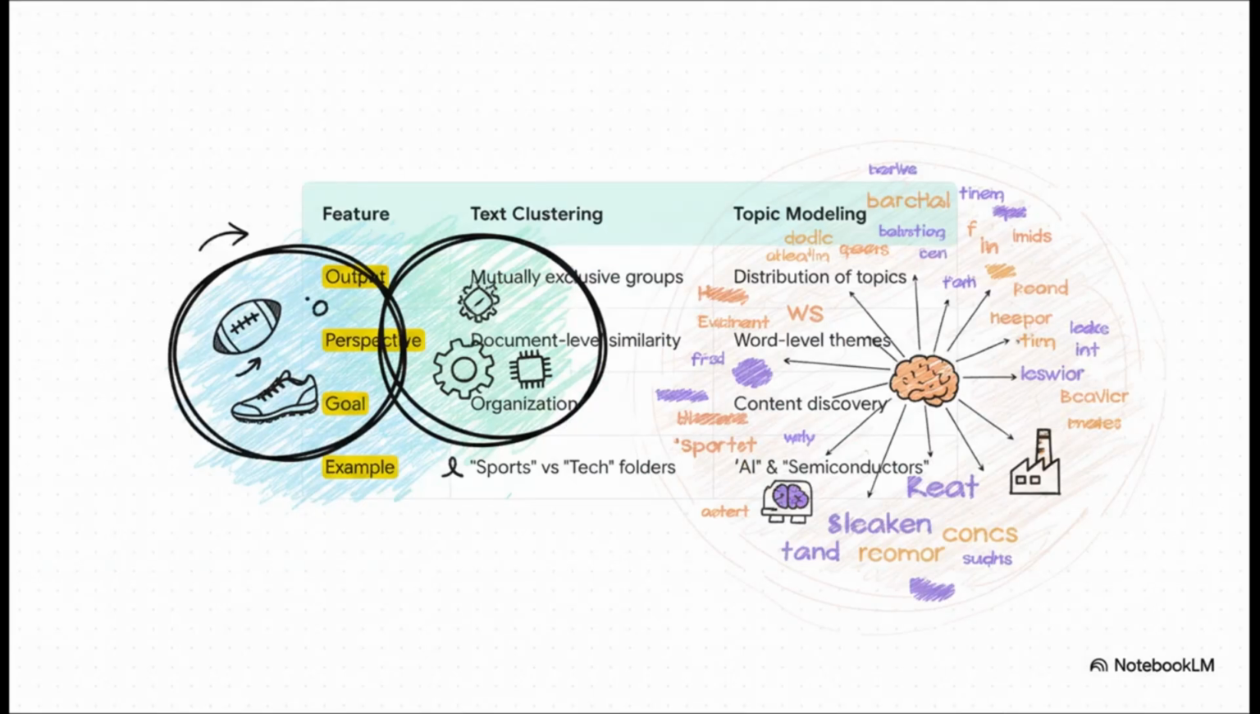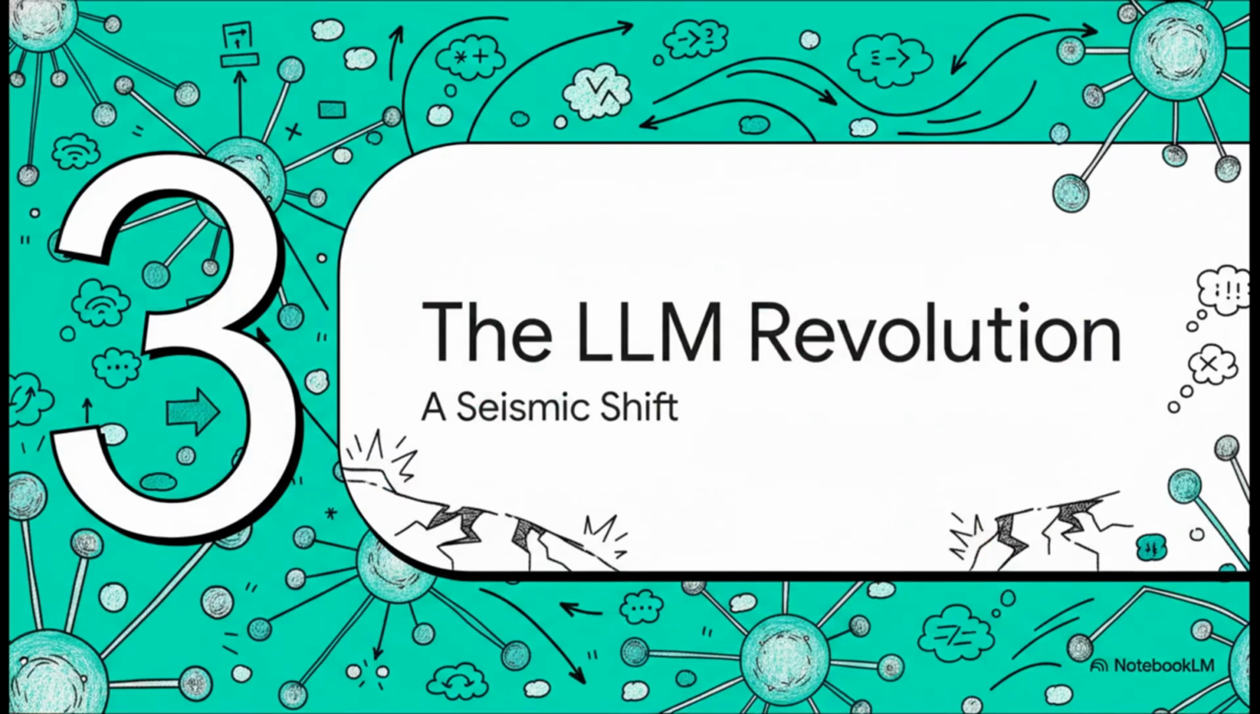And this table just lays out that classic divide perfectly. Clustering, on the one hand, gives you these mutually exclusive groups. It's all about document-level similarity. Topic modeling, on the other, gives you a distribution of topics per document. It's looking at those word-level patterns. So you might use clustering to organize a news archive into sports and tech folders, but you'd use topic modeling to discover that your tech folder is actually a mix of, say, 70% AI research and 30% semiconductor manufacturing. See the difference?